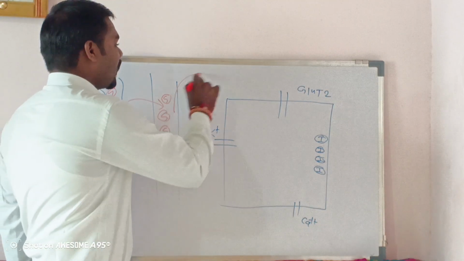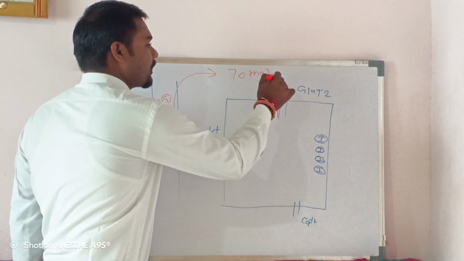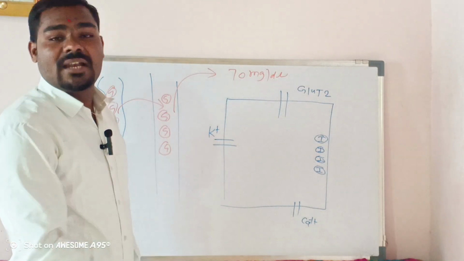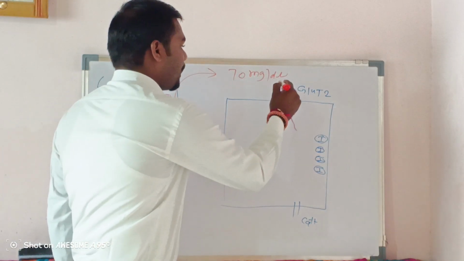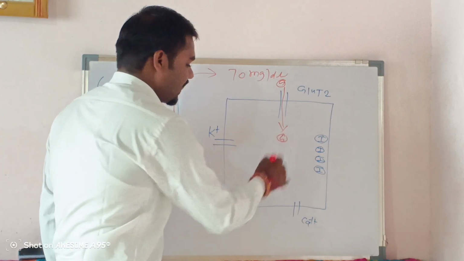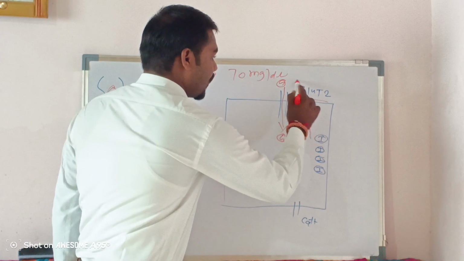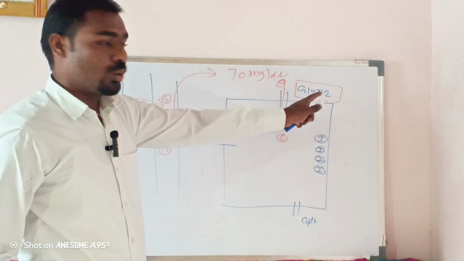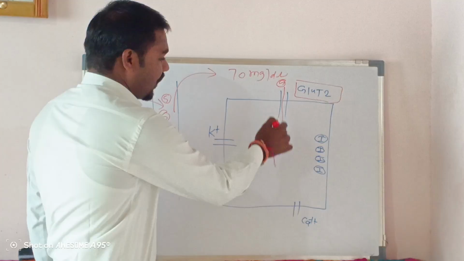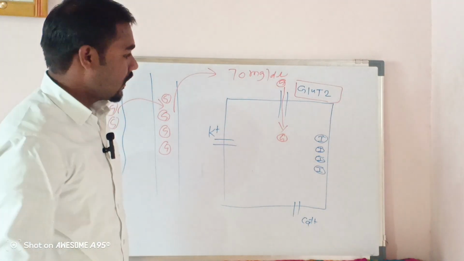When the blood glucose level becomes more than 70 milligram per deciliter, then the glucose itself enters into the beta cell of the pancreas through the GLUT2 channel. You have to remember the channel, GLUT2 channel. Glucose enters into the beta cell of the pancreas through the GLUT2 channel.